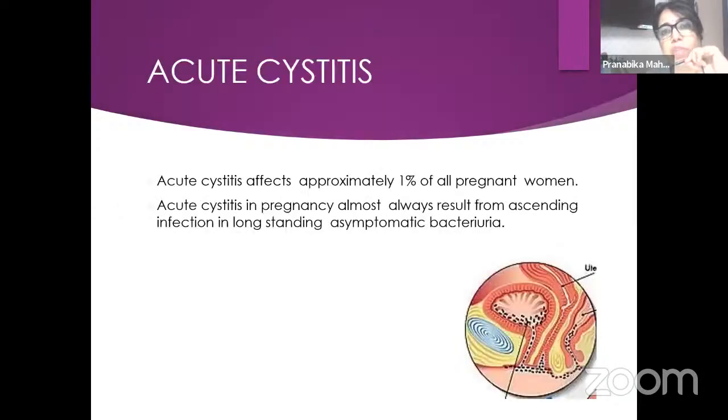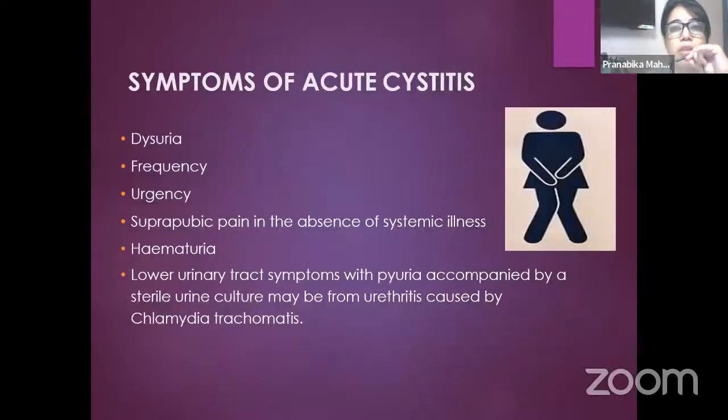Acute cystitis is seen in approximately 1% of all pregnant women. Acute cystitis almost always results from an ascending infection. If significant asymptomatic bacteriuria is not treated properly, then it can lead to acute cystitis. In acute cystitis, you will have dysuria, frequency, urgency, suprapubic pain, in the absence of systemic illness, and hematuria. Lower urinary tract symptoms with pyuria accompanied by a sterile urine culture may be from urethritis caused by Chlamydia trachomatis. So this can be an association.